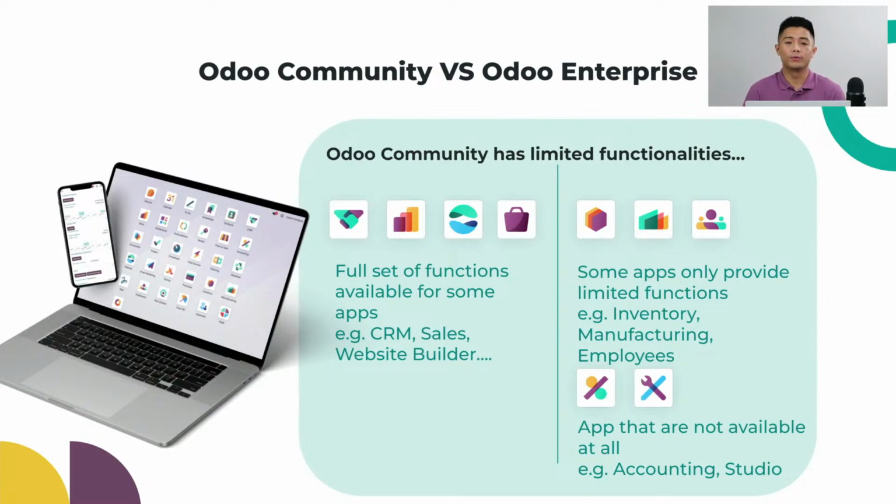However, if you wish to have the full functionality of Odoo across other apps, such as inventory, manufacturing, and employees, those are only limited functions because Odoo Community is free. Also, you might look for other apps or modules, but they are not available at all in Odoo Community. The unavailable applications are Odoo Accounting and Odoo Studio. Again, these are only available in Odoo Enterprise.